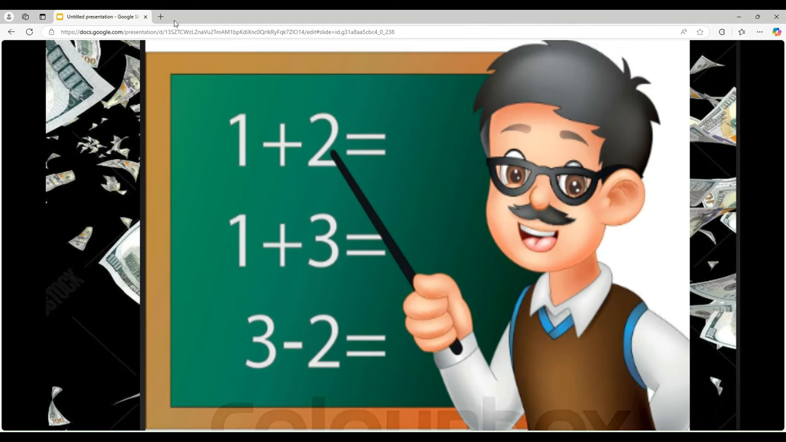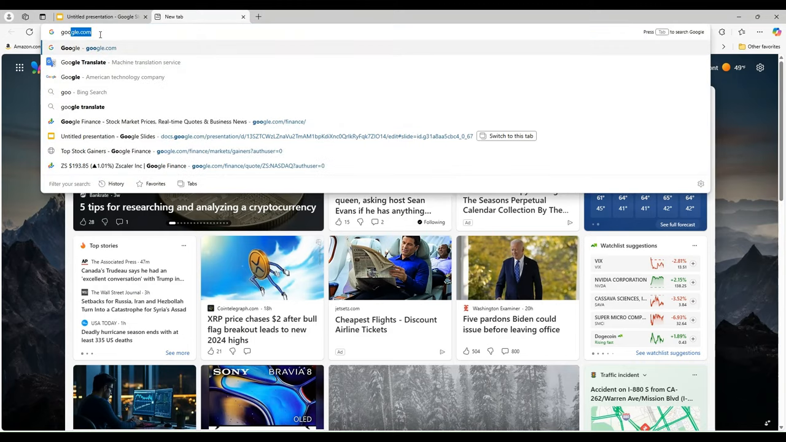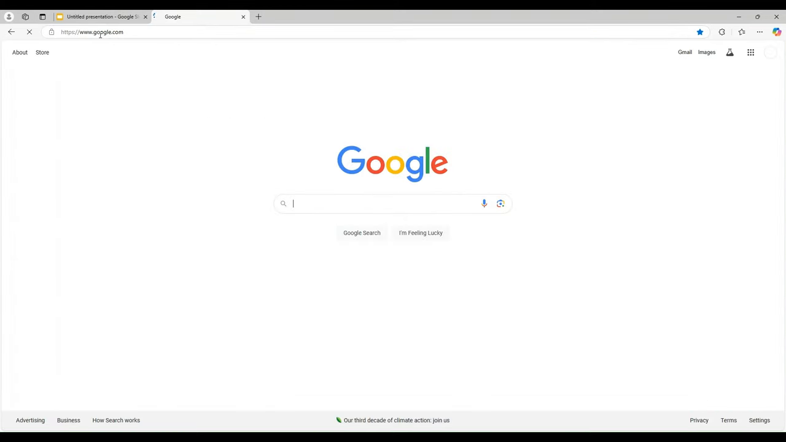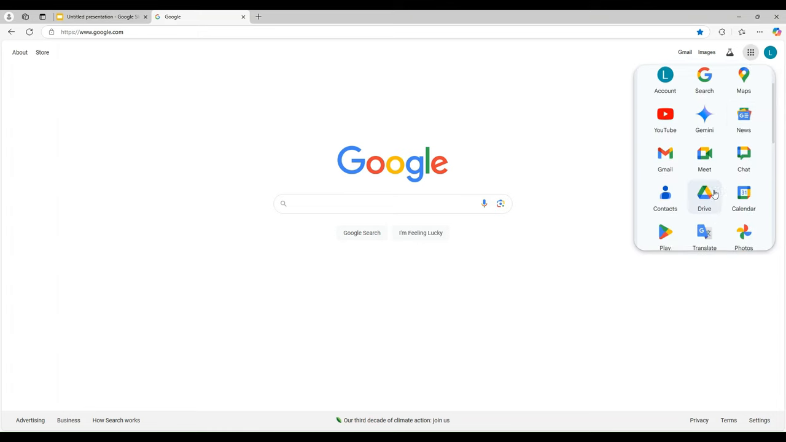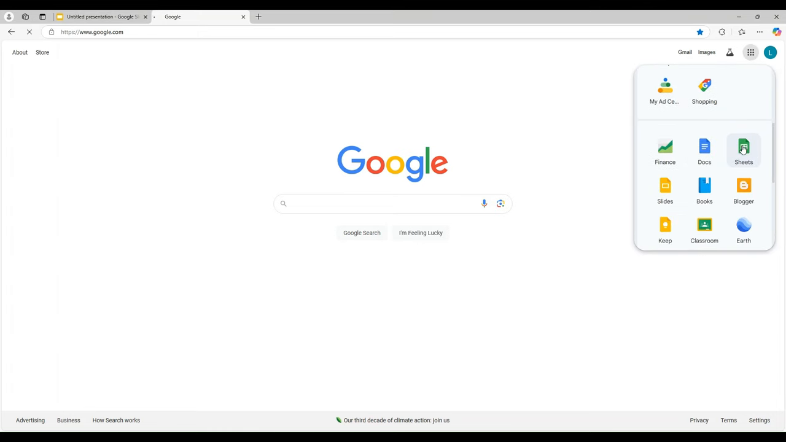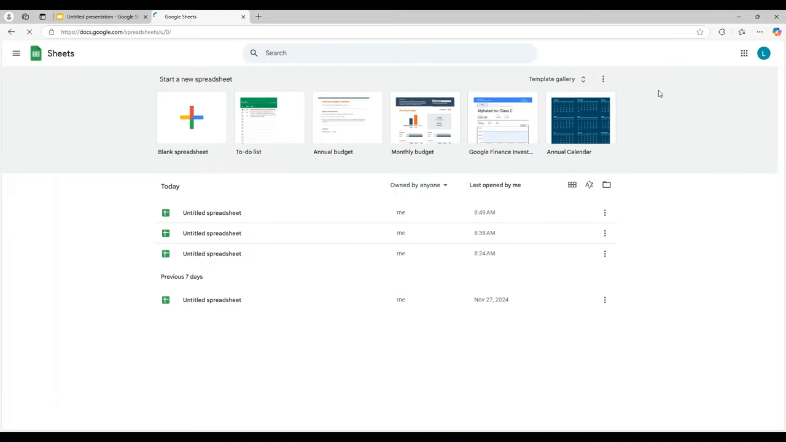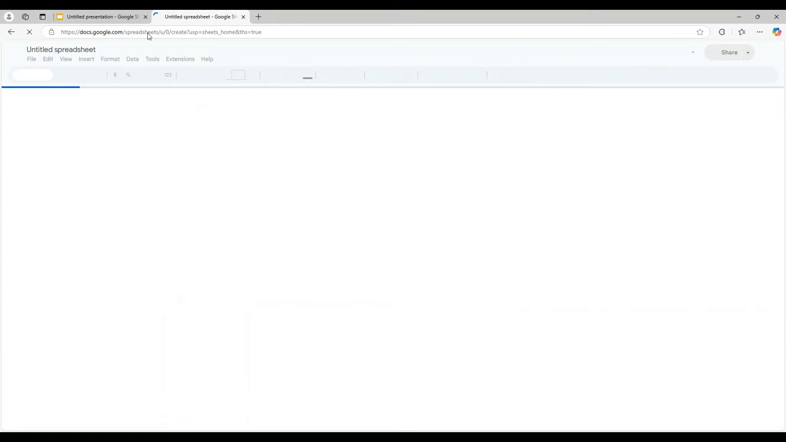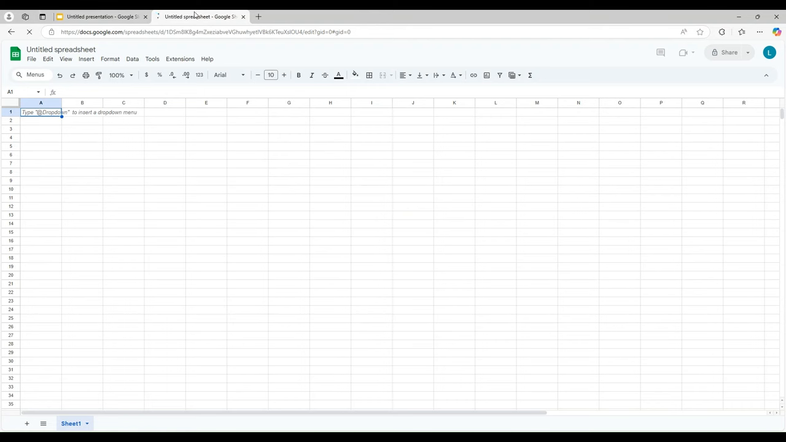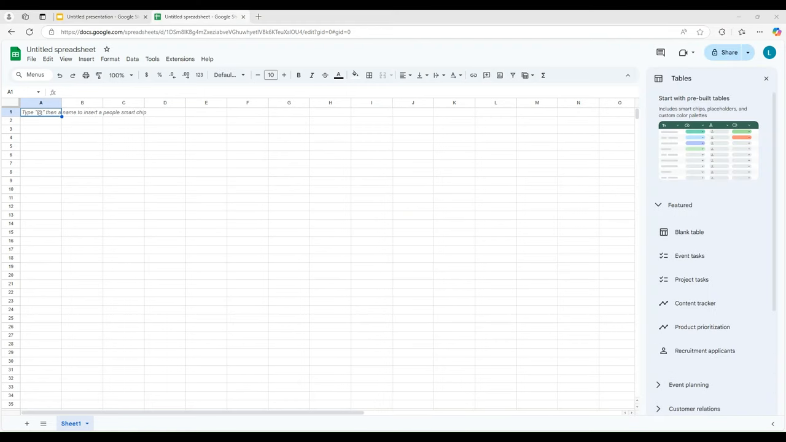So here's what we're going to do. Let's go to Google. All right, let's open a Google Sheet. Go to Google, here's the sheet. This is free, you don't need to pay for anything. You go to Google, you open the sheet. Now, what do we need? You need a symbol.